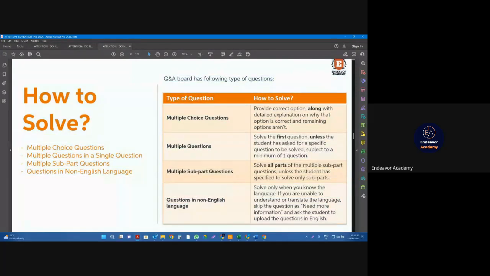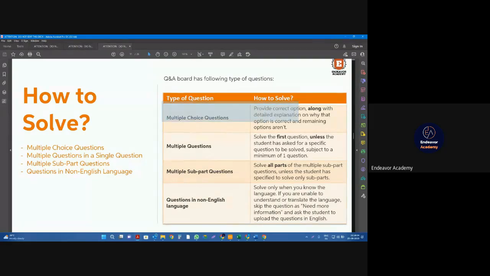But if we can't solve any one subpart, then we have to skip that question with multiple subparts. If we are attempting this question, then we have to solve all the subparts. You can't skip B or C or any single subpart. If any subpart is skipped by you, then it will be treated as an incomplete solution.